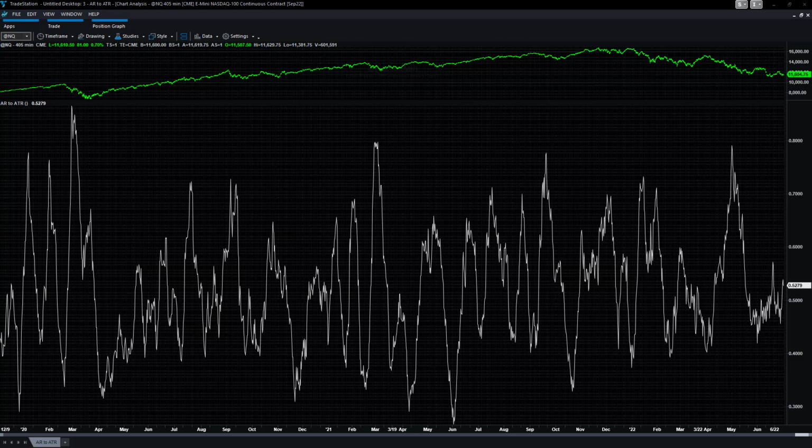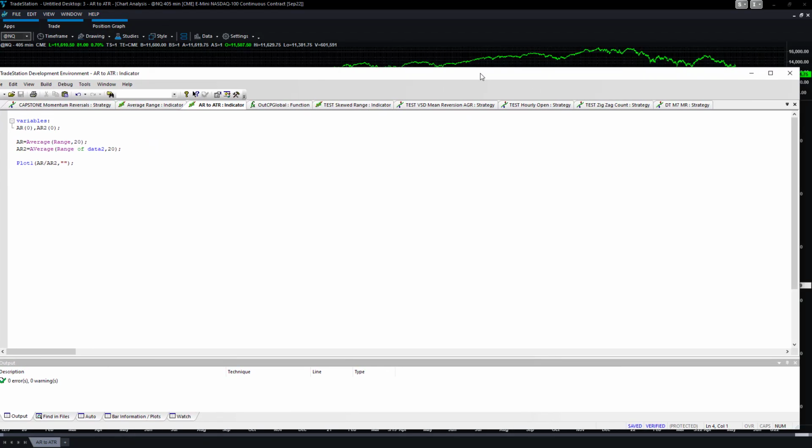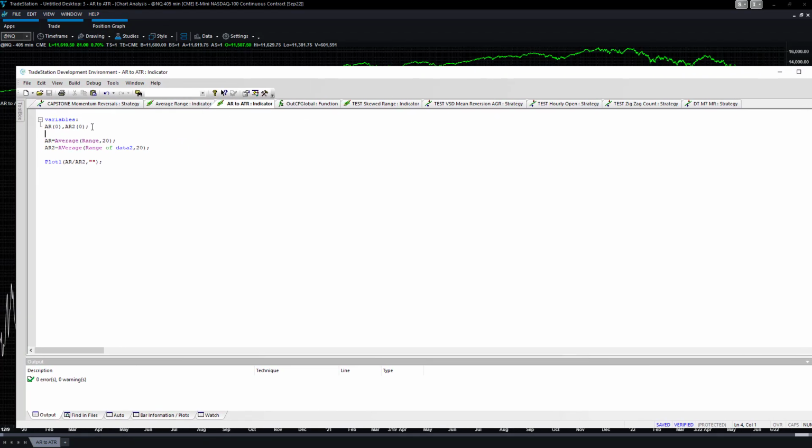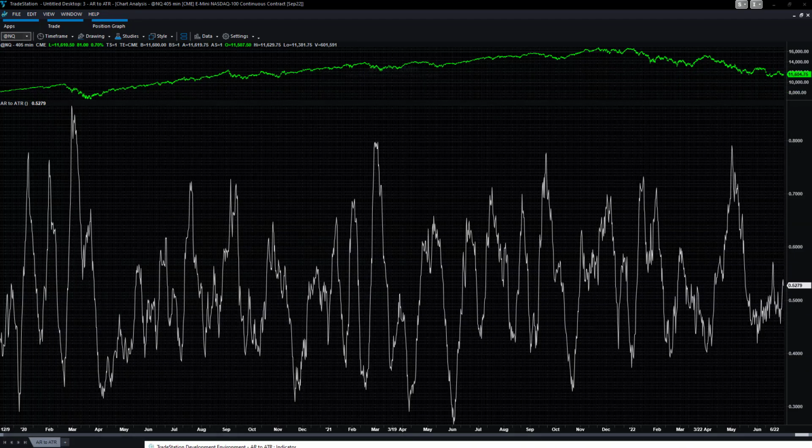And here is the EasyLanguage code for this indicator. I have two variables, AR and AR2. AR is the average range of the last 20 days. There are about 20 trading days per month, probably 21, 22, 23, but I've used 20. And then AR2 is the average range of Data 2 over the last 20. And I've taken AR and divided by AR2, so we get the percentage ratio of the day session's range divided by the overnight range.